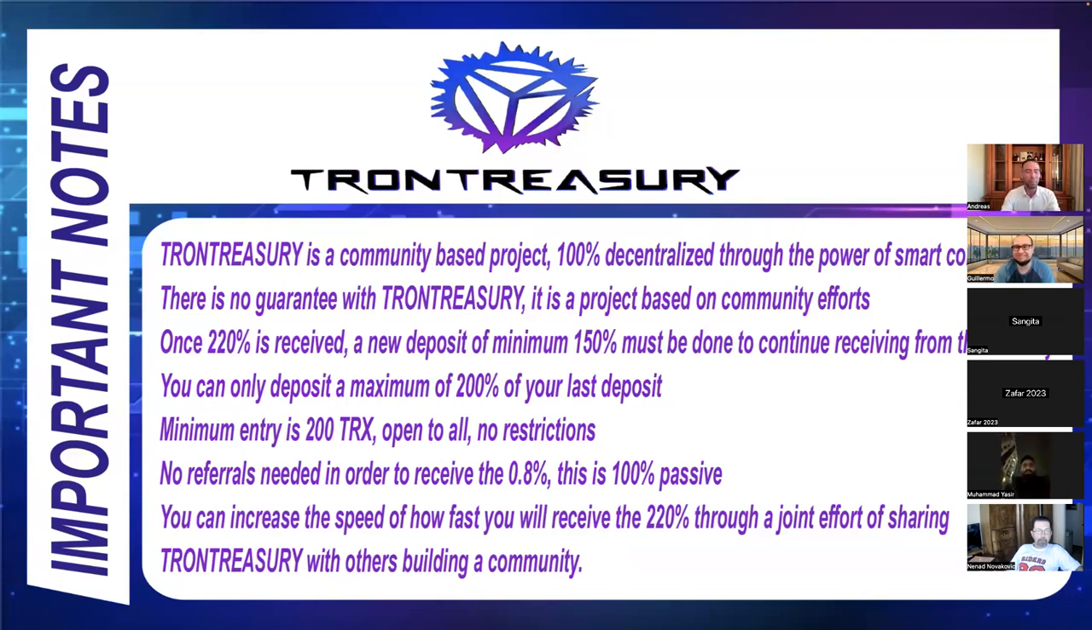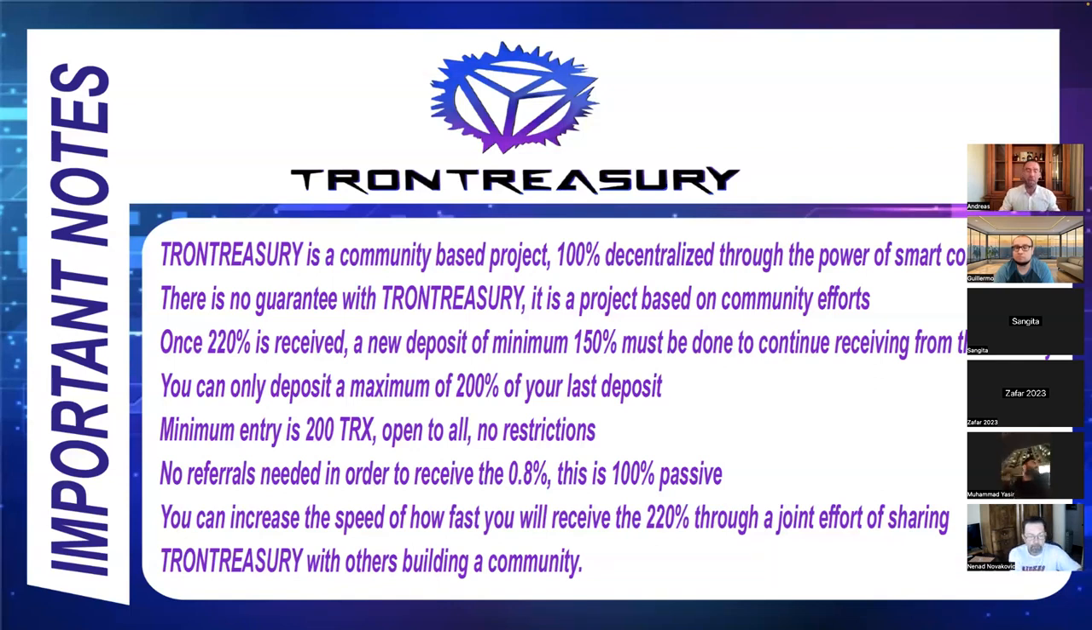Now, once 220% is received, my friends, a new deposit of minimum 150 must be done to continue receiving from the Treasury or from the fund. You can only deposit a maximum of 200% of your last deposit. Minimum entry is 200 TRX. It's open to all, no restrictions, and no referrals needed in order to receive the 0.8%. This is 100% passive, and I need you to understand how important that is. This is as suitable for the passive investor as well as for the active marketer.